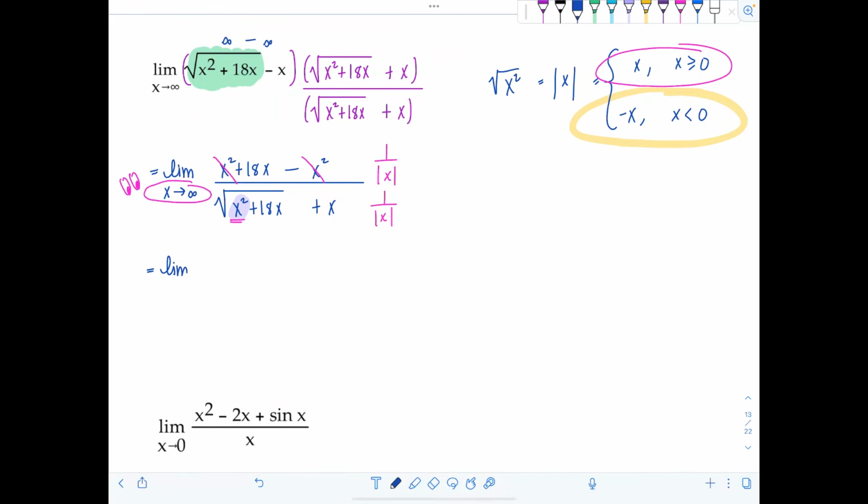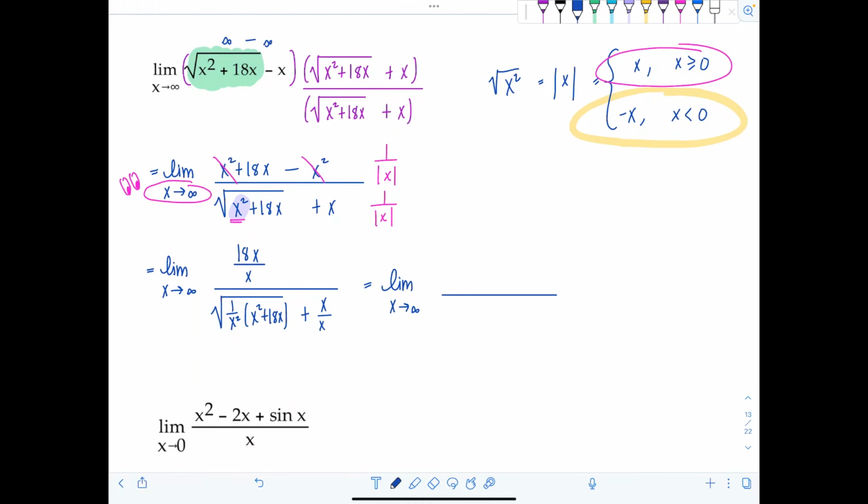So we've got the limit as x goes to infinity, 18x over x, I'll just write it like that. And then remember, when you put 1 over x under the radical, it becomes 1 over x squared times x squared plus 18x, plus x over x. Are we good? Okay, so now we have the limit as x approaches infinity. In the numerator, we're just going to have 18, and in the denominator, we'll have the square root of 1 plus 18 over x, plus 1.